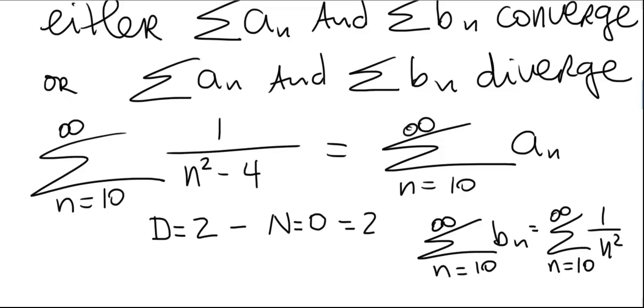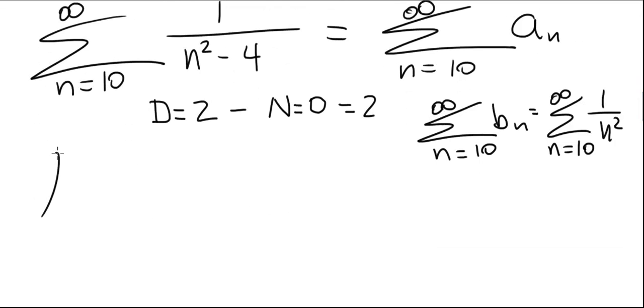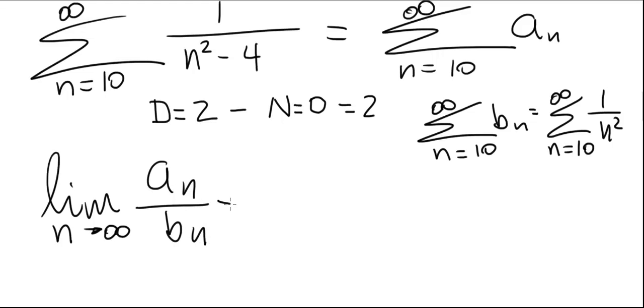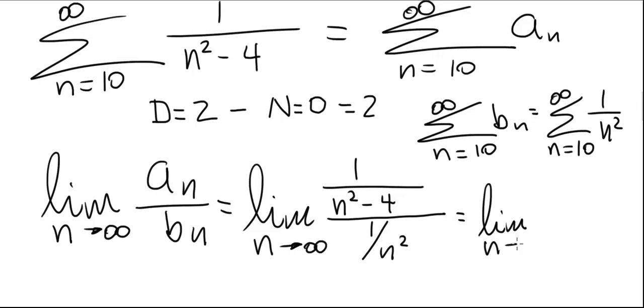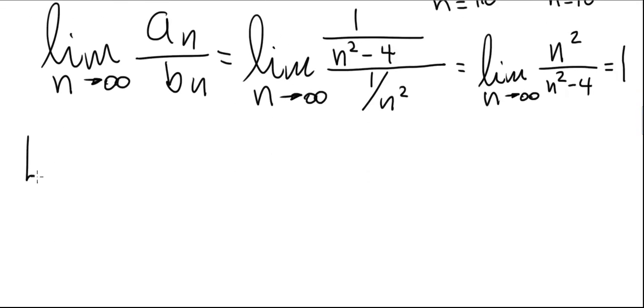And now let's compute the limit as n goes to infinity of A sub n over B sub n, and that's equal to the limit as n goes to infinity of 1 divided by n squared minus 4, divided by 1 over n squared. This simplifies to the limit as n approaches infinity of n squared over n squared minus 4. Since the highest powers are equal, the limit is the ratio of the coefficients, which is 1. This limit being 1, we can apply the limit comparison test.